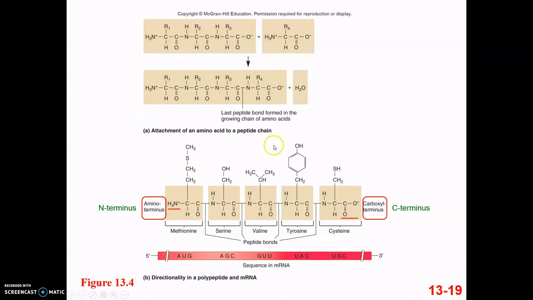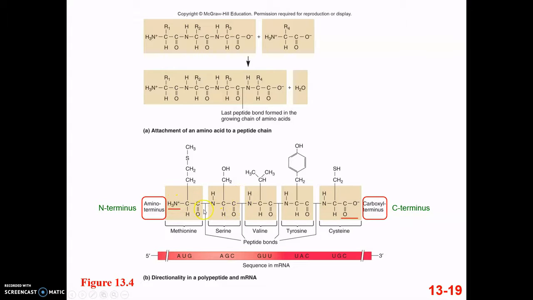So where we left off last time is we had the formation of a peptide bond between a three amino acid long polypeptide chain and a new amino acid coming in. And if we take a look at this from a graphical standpoint, we have this first amino acid. It is methionine. You can see that it has a free amino group, so it is the amino terminus end.